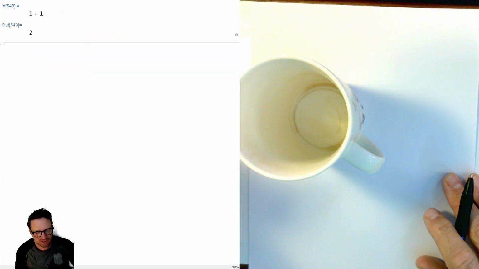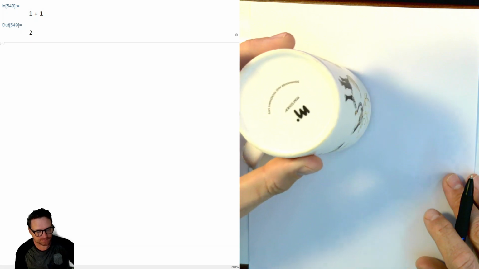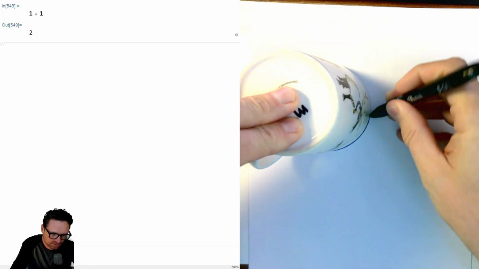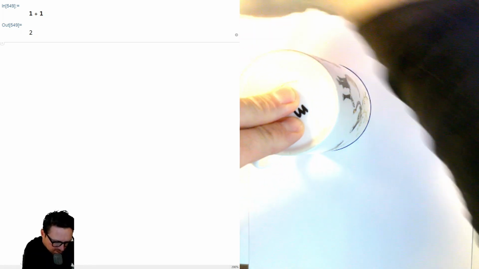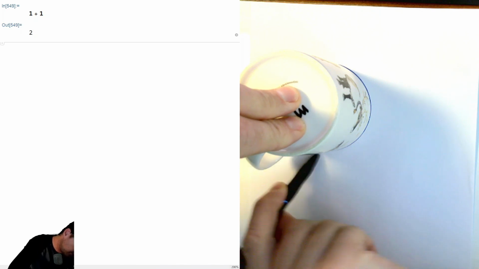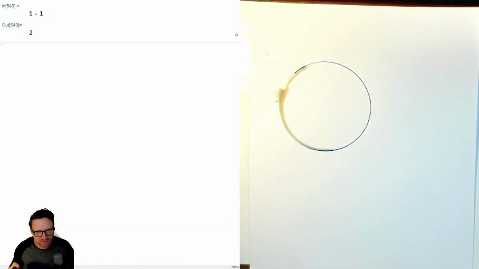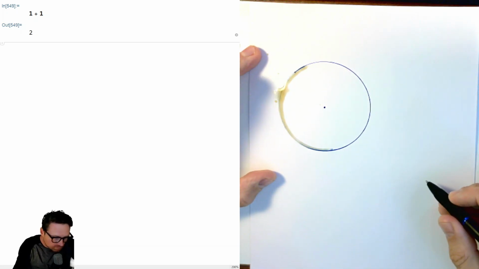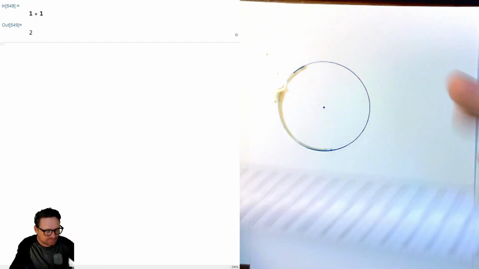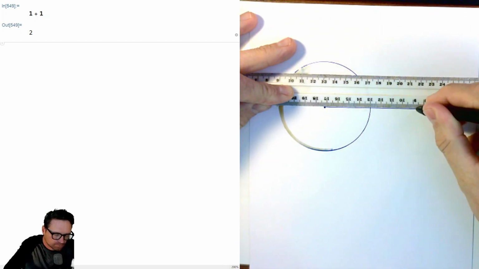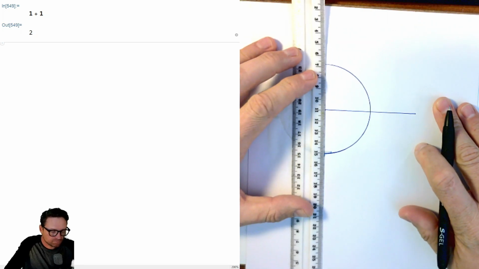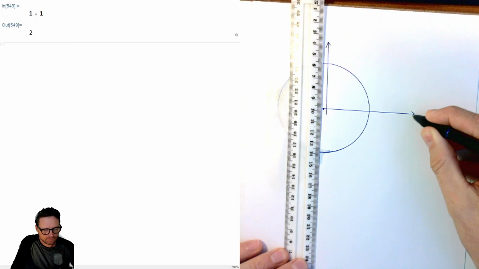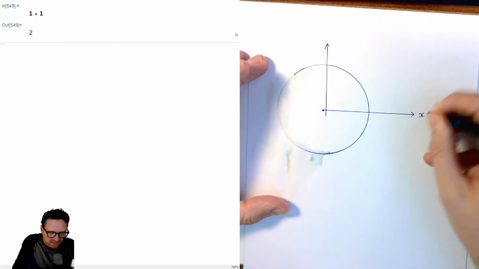Okay, so let's get started. You can see I have my coffee cup here. I think I'll turn it upside down to draw this. I want to draw a circle, and let this be a unit circle so that we have radius 1. Let's put the center there, and then draw an x-axis and a y-axis. Okay, there we go. So x and y.